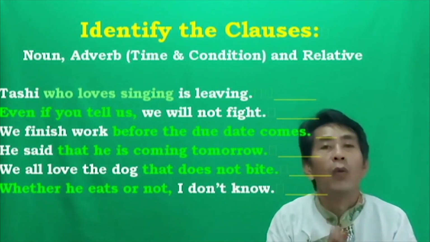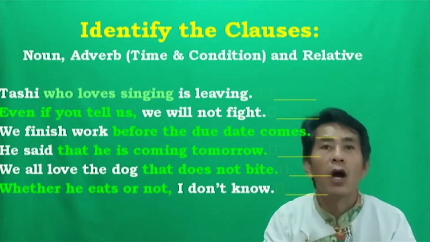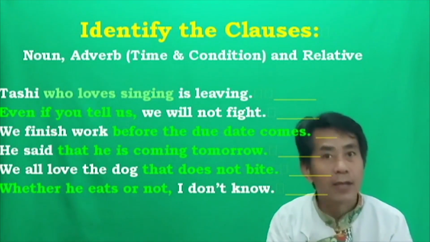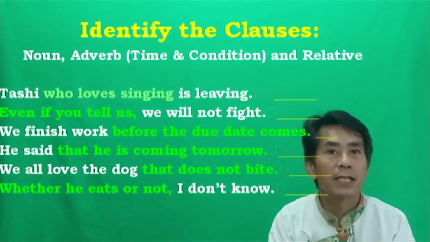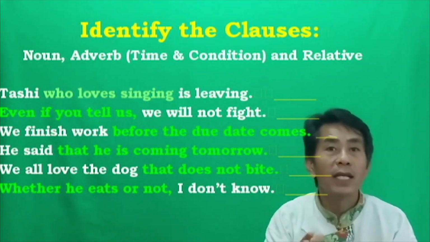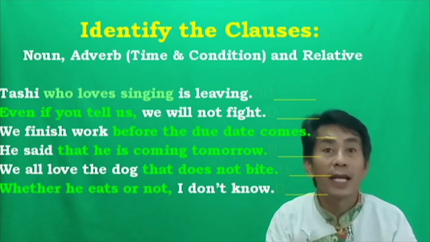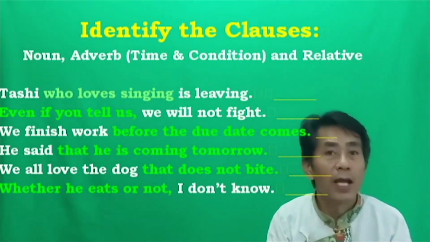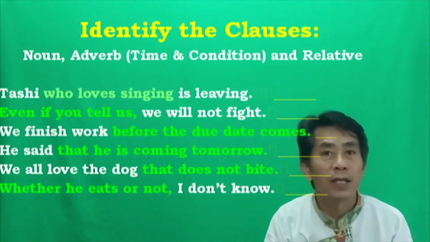Number 5, we all love the dog. Which dog? The dog that does not bite. You have to identify which clause this is. Number 6 and the last one, whether he eats or not, I don't know. Whether he eats or not, I don't know. Now you have got 6 sentences here. You have to identify the clauses.